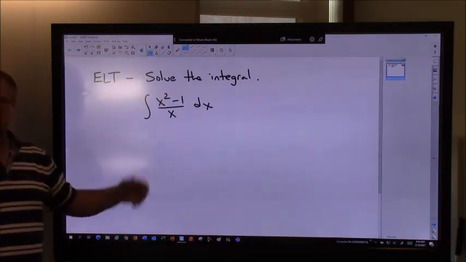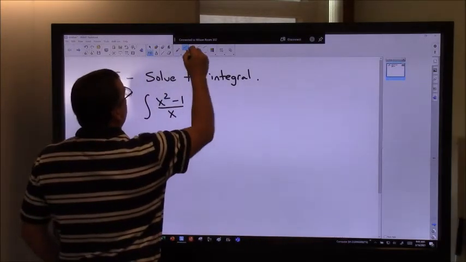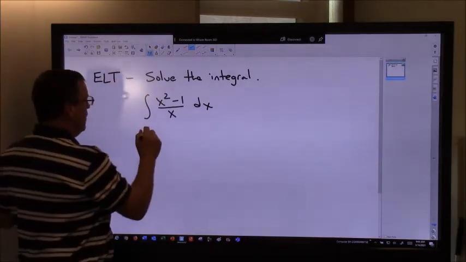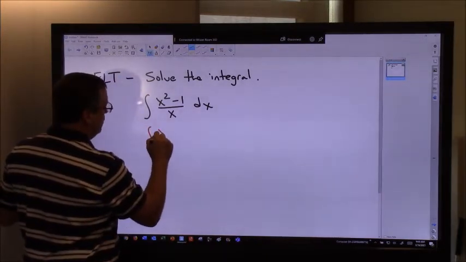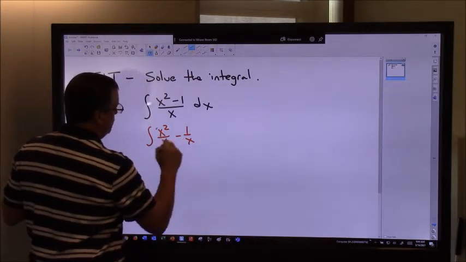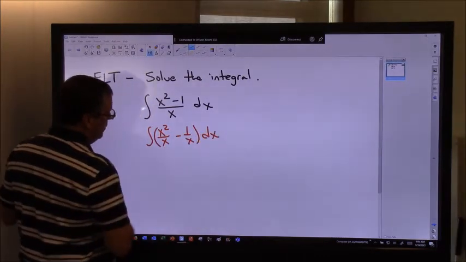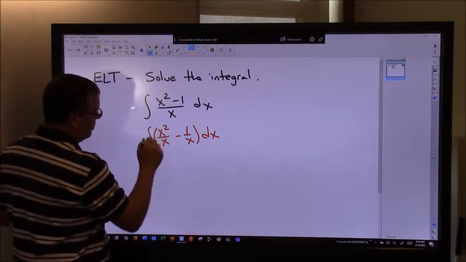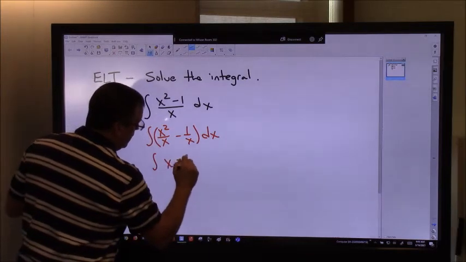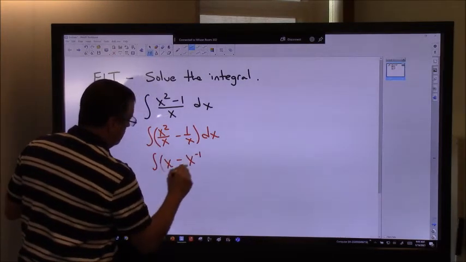Alright, so we've seen integrals like this before. Our first thought is we split it up into two different fractions. So I would say this is the same as the integral of x squared over x minus 1 over x dx, which I'll go ahead and cancel an x with an x, so this will become just the integral of x, and this we'll write as x to the negative 1.